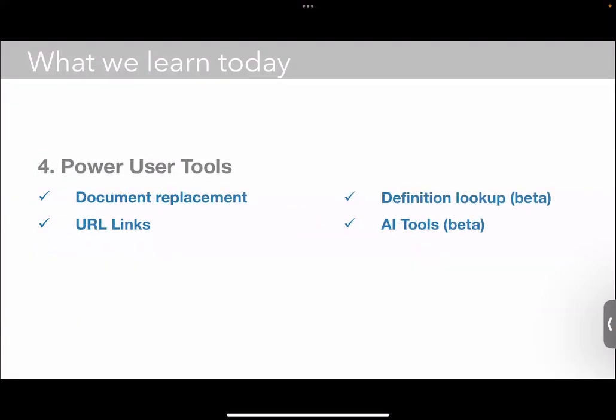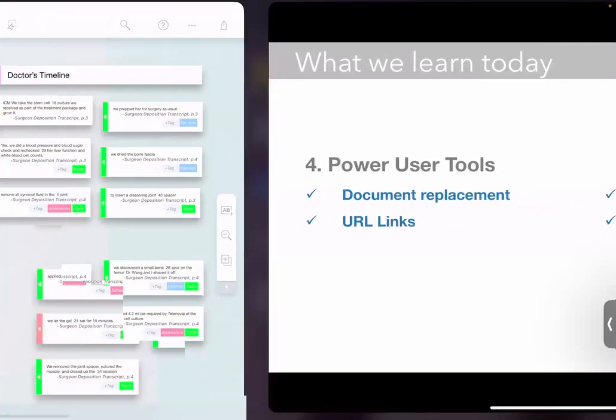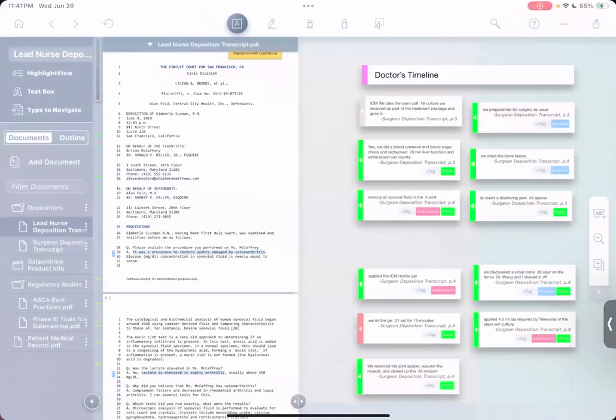So the last module I want to talk about is some of the power tools. We're not going to go as deep into this, but I just want to briefly show you a couple of points here. We want to talk a little bit about what's called document replacement. We actually already covered the URL links in one of the Q&A. So we're just going to talk briefly about the definition lookup, which is in beta, and the AI tools, which are in beta. So with that, let's go back.